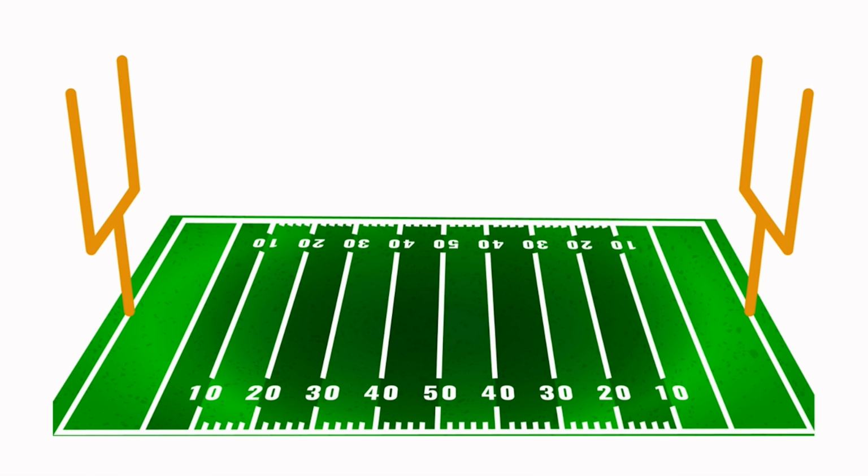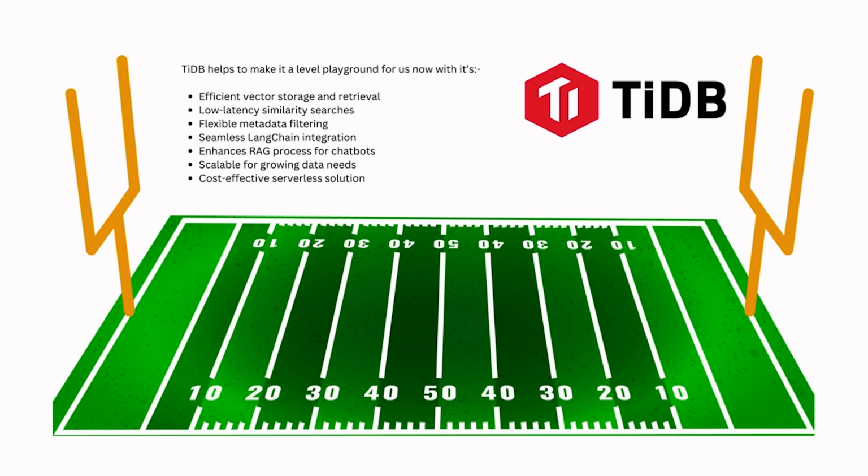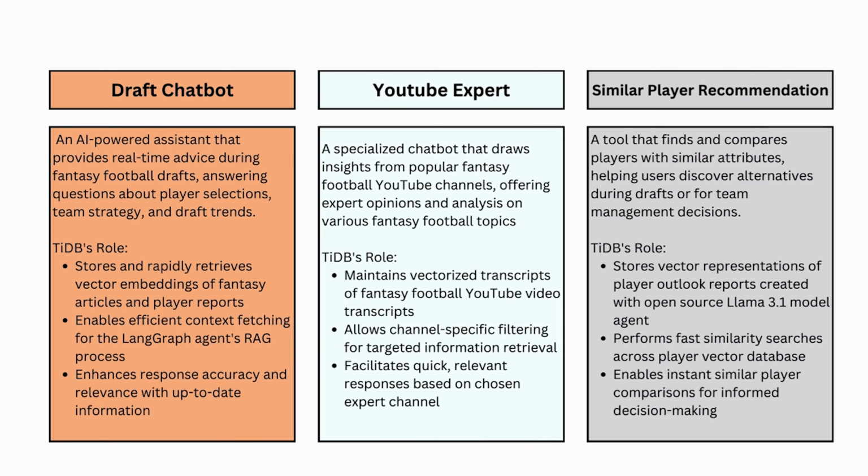TiDB supercharges our fantasy football assistant with efficient vector storage, lightning-fast similarity searches, and flexible filtering. It seamlessly integrates with LangChain, enhances our RAG process, and scales effortlessly, all while keeping costs low with its serverless architecture. TiDB is the powerhouse behind our fantasy football assistant, driving three key features.